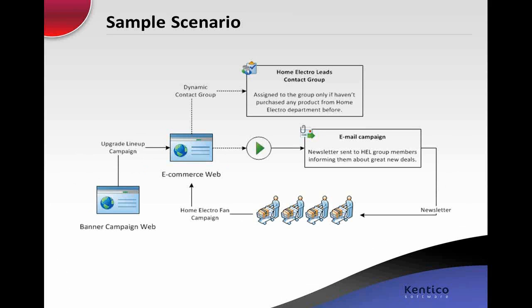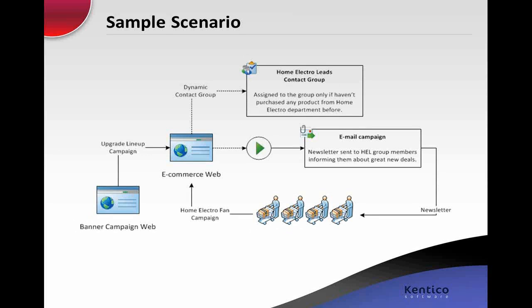specifically to the home electro department, where we store all products from this category. If a visitor coming to our website through this campaign hasn't previously purchased a product from the home electro department, we want to include him or her automatically within our home electro leads contact group. So that's the dynamic contact group displayed here. Dynamic because we will set up the system to handle contact management and members of that contact group for us automatically.